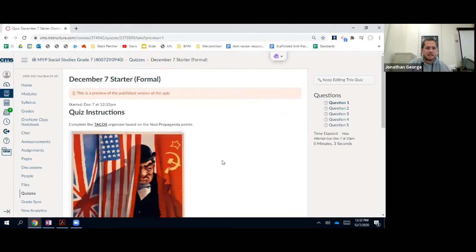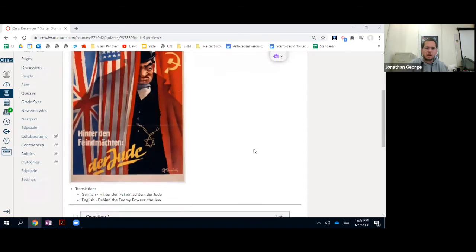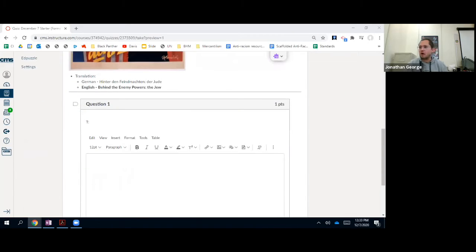So here is the piece of Nazi propaganda. Here's the poster. What I need you to do is use prior knowledge and the lesson from, I believe, Friday to help you complete the TACOS organizer. I only gave you the letters. So question one is the letter T.